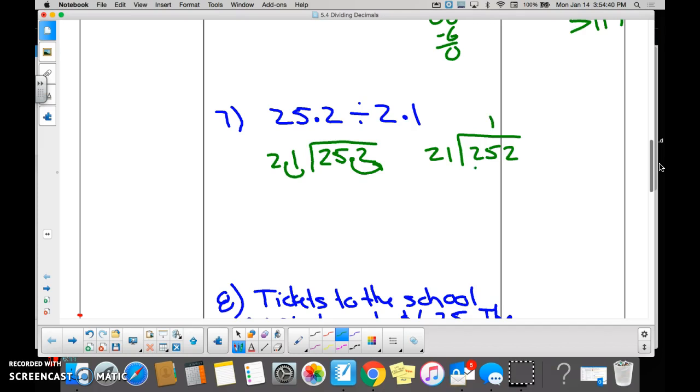21 goes into 25 one time. Multiply them together, we get 21. We got 4 left over. Bring down the 2.